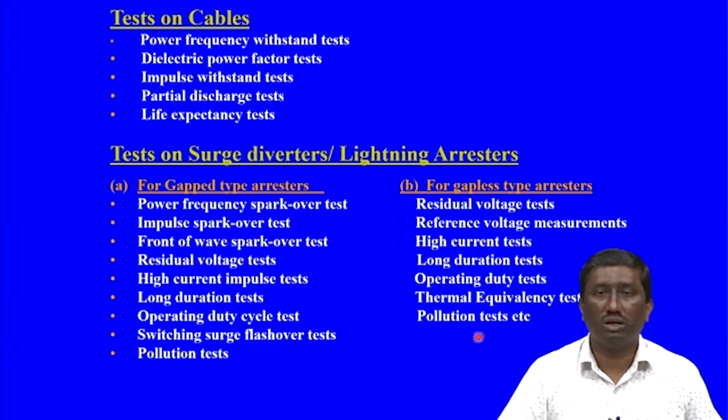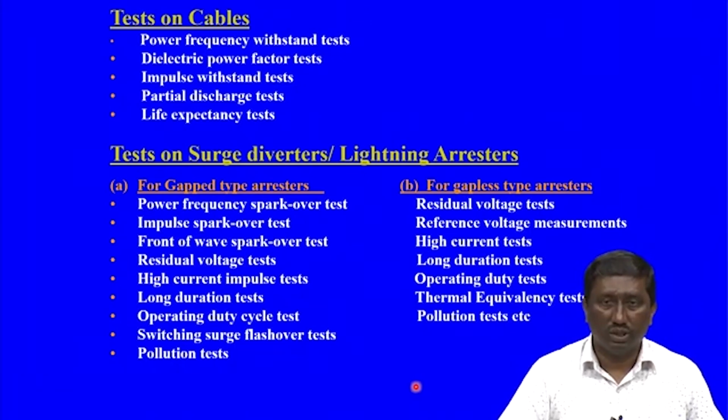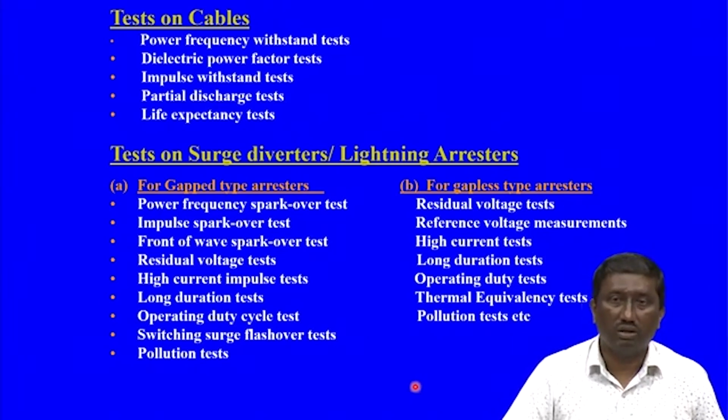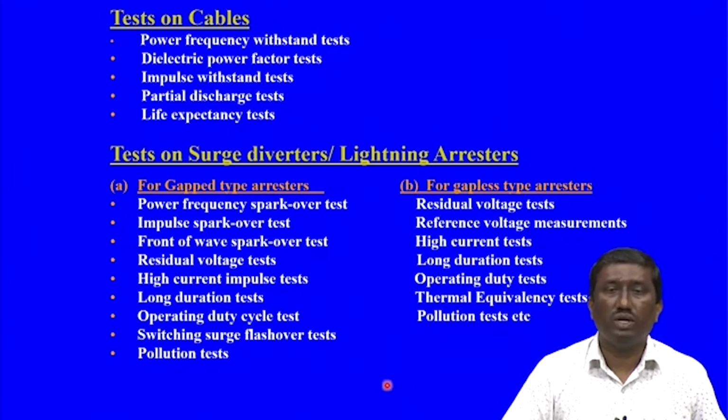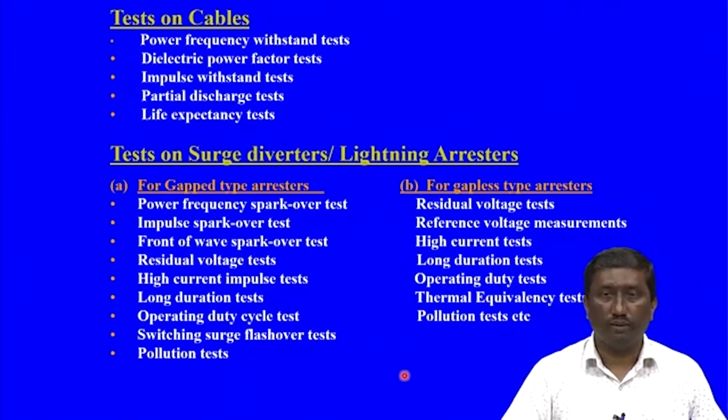Pollution tests are similar to the method followed for the insulator strings: the contamination of the solution, and whether going in for the spray method or the dipping method. IEC 507 very clearly mentions the various pollution techniques to be adopted in the laboratory for testing insulator strings and surge arresters.